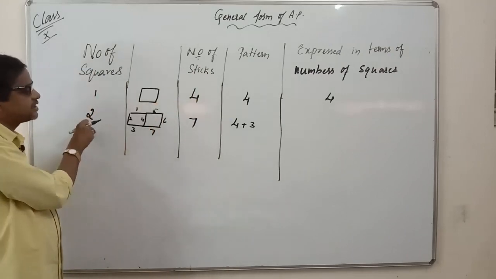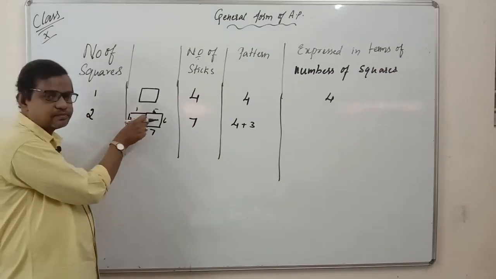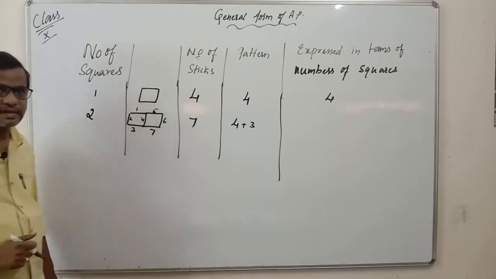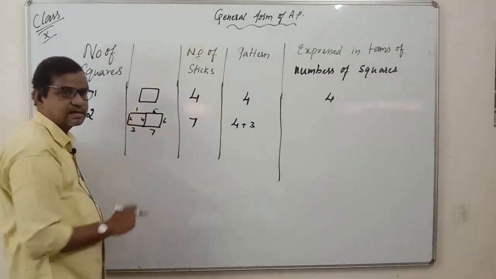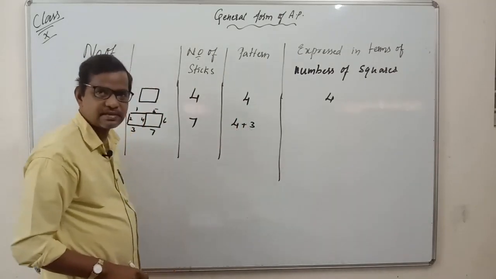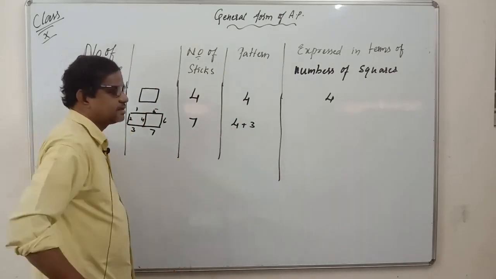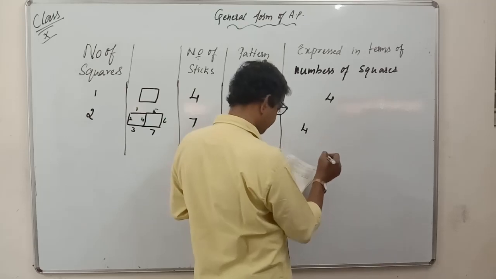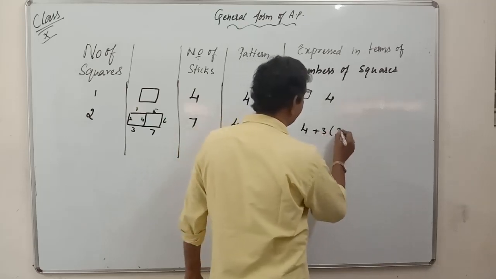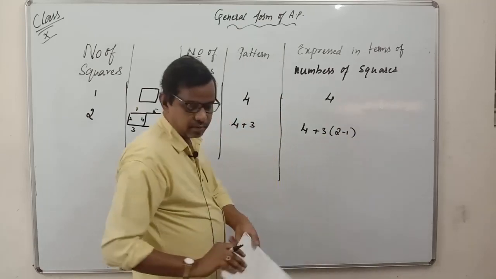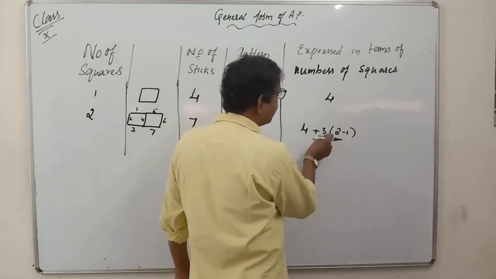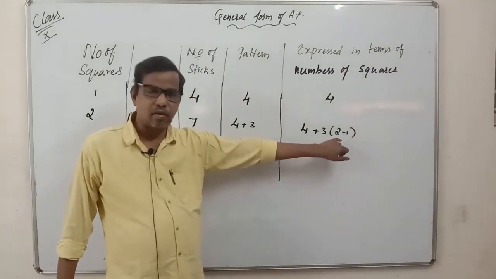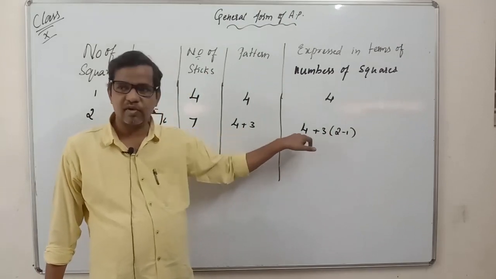But in the second square, what are we doing? We are taking 2 squares here. For the 2 squares we are adding sticks. For 1 additional square, how many sticks are we adding? We are adding 3 sticks. So total number of sticks is 7 and the pattern is 4 plus 3, 2 minus 1. Why 4 plus 3, 2 minus 1? I can write 3 in the form of 2 minus 1. What is 2 minus 1? 2 minus 1 is 1 only. 1 into 3 is 3. 3 plus 4 is 7.